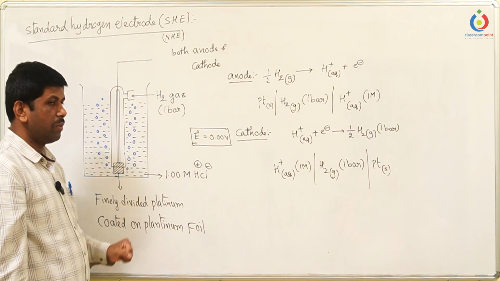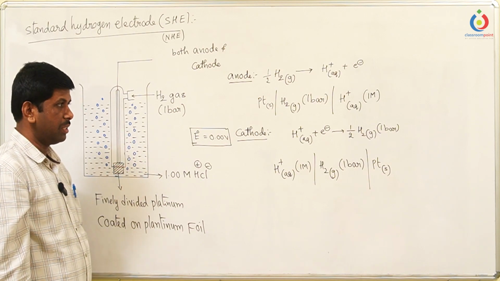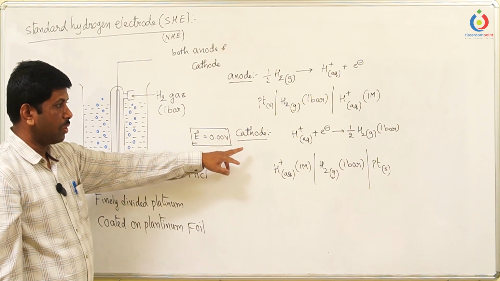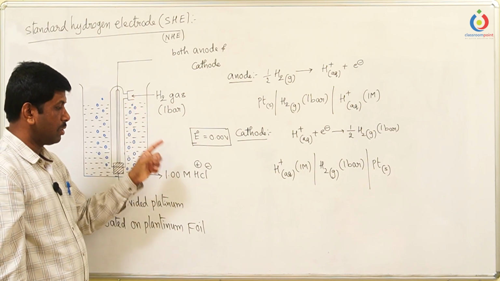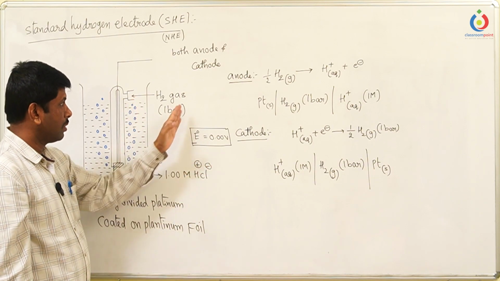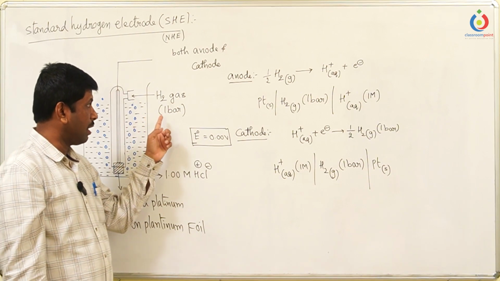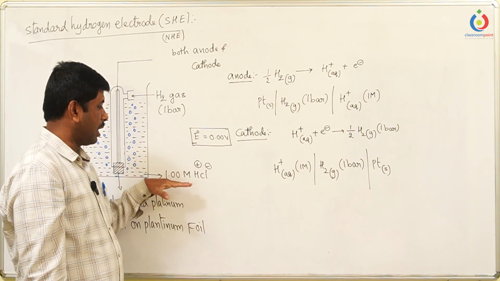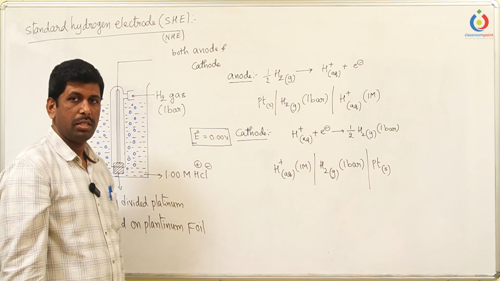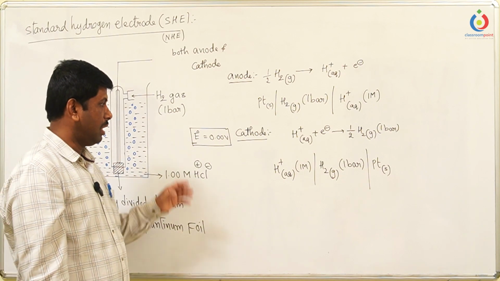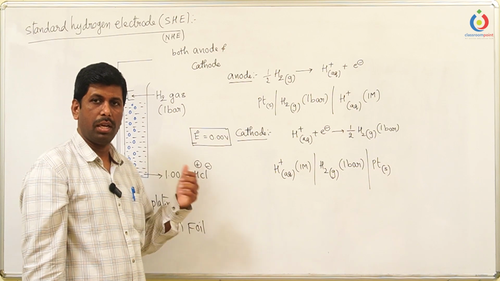So the pressure of the hydrogen gas gradually decreases and concentration of the HCl gradually increases. When it acts as the cathode, H plus ions are reduced, hydrogen gas is released. So the concentration of HCl decreases, pressure of the hydrogen gas increases. So maintaining the pressure of the hydrogen gas at 1 bar and the concentration of HCl at 1 molar is a difficult task while using the standard hydrogen electrode. But it is a better electrode to find out the electrode potentials of the other electrodes.